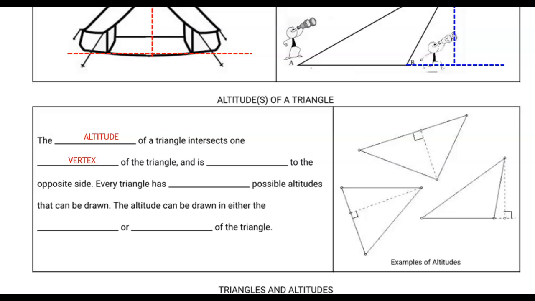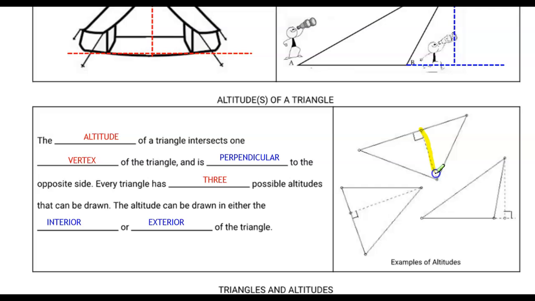Okay, as you might have guessed, the first word is altitude. The altitude of a triangle intersects one vertex of the triangle, vertex meaning point. And it is perpendicular to the opposite side. In other words, it forms a right angle with the opposite side. And it turns out that since there are 3 vertices, the plural of vertex is vertices, every triangle has 3 possible altitudes that can be drawn. And last but not least, the altitude can be drawn in either the interior or exterior of the triangle.